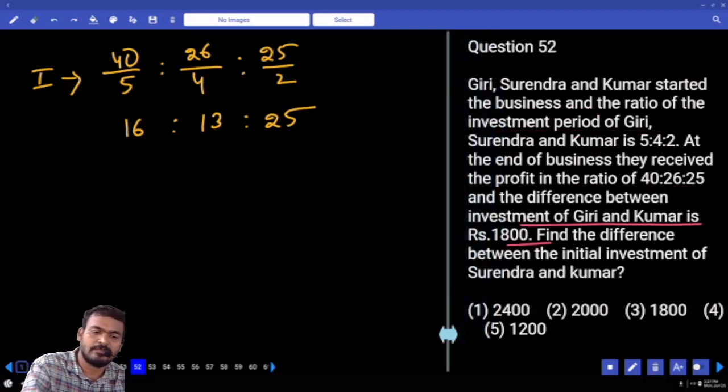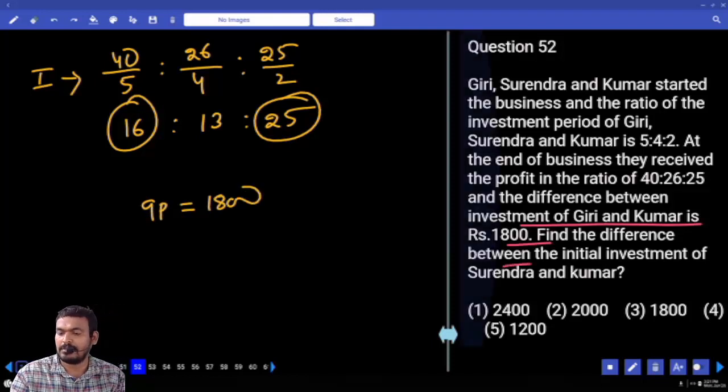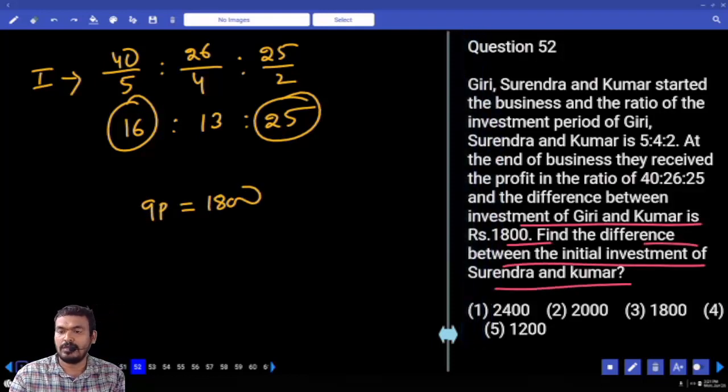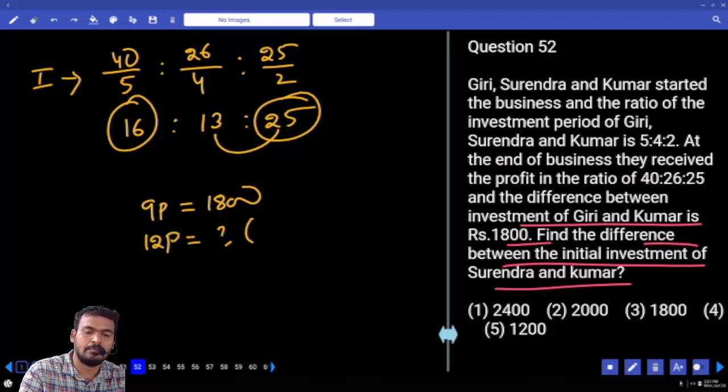And the difference between the investment of Giri and Kumar. Giri and Kumar means first person and third person. How many parts are different? 9 parts. Equal to how much? 1800. But we required difference between the initial investment of Surendra and Kumar. Means second person and third person. How many parts are different? 12 parts. 9 parts are 1800. 12 parts are 2400.